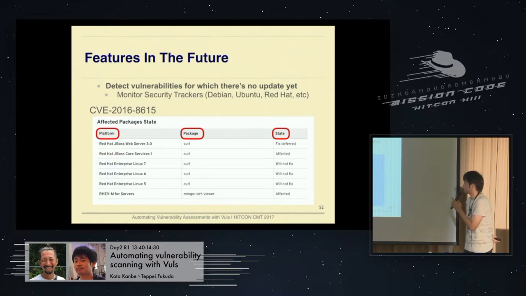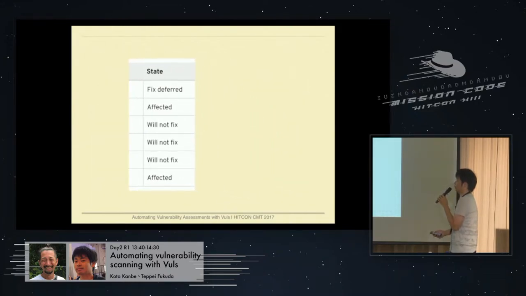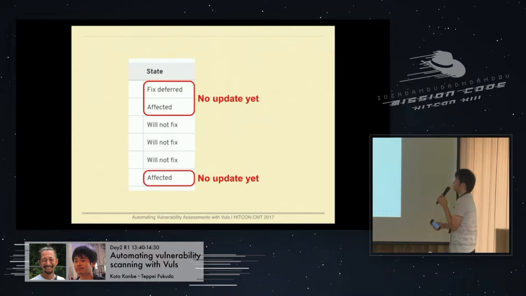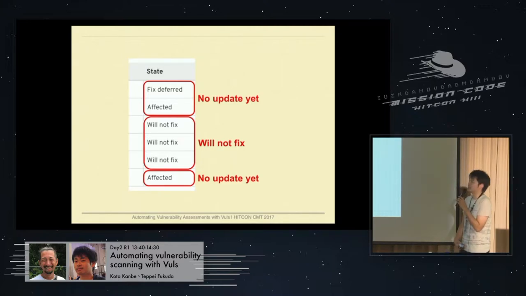In this case, fix deferred and affected means there's no update yet. And will not fix means Red Hat will not fix this vulnerability. So we'd like to give Vuls the ability to detect these kinds of vulnerabilities in the future.